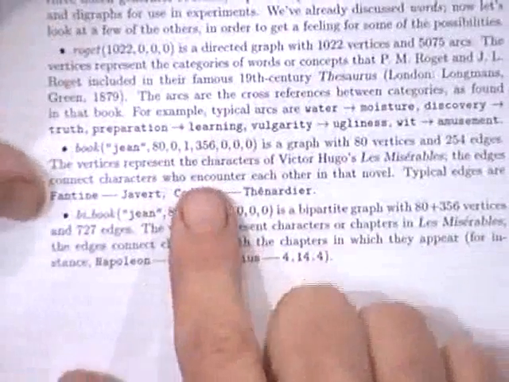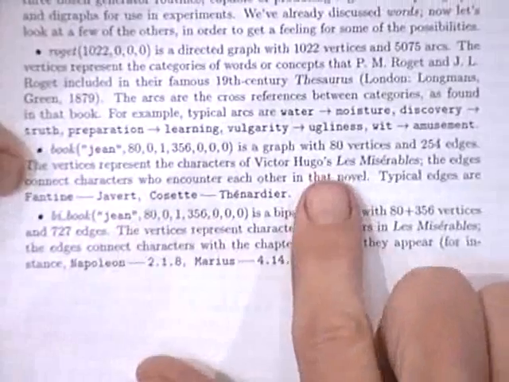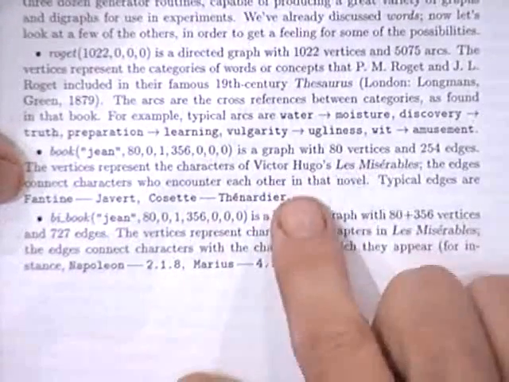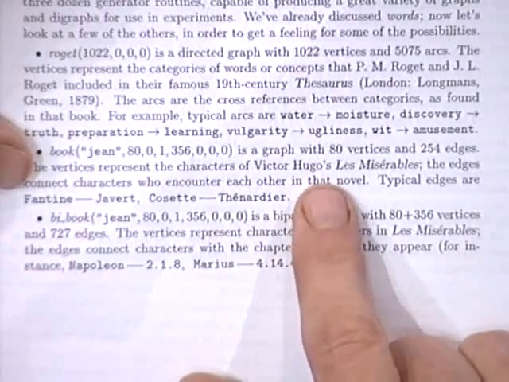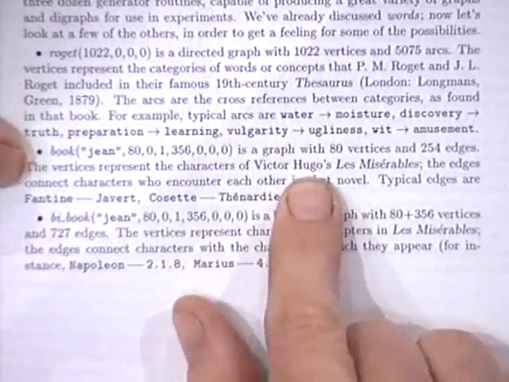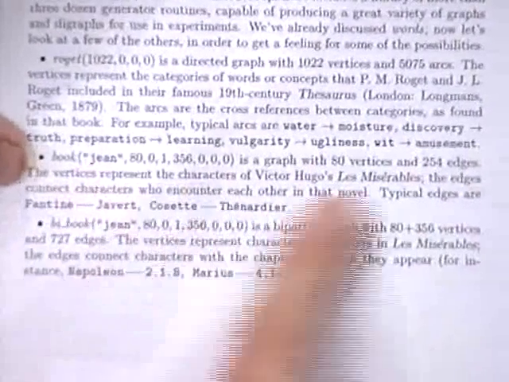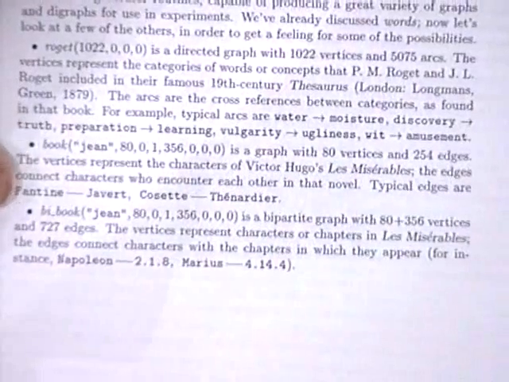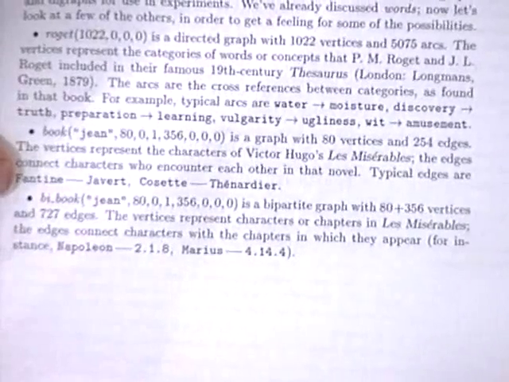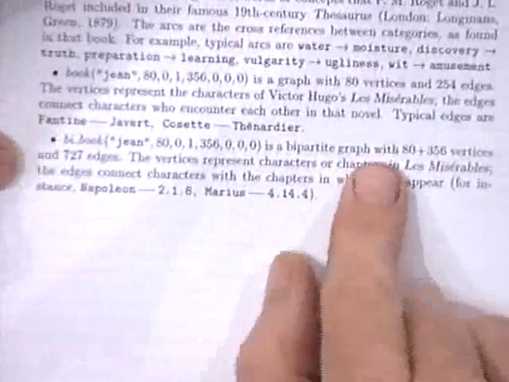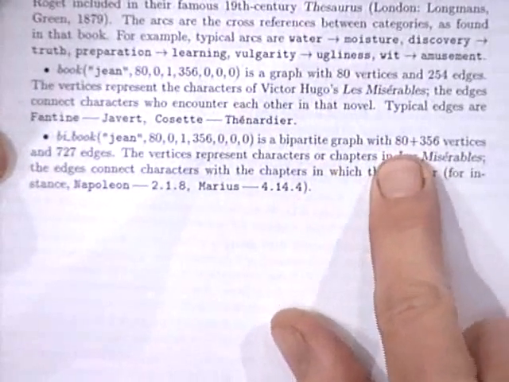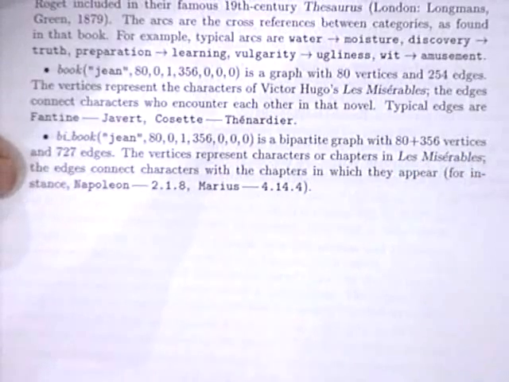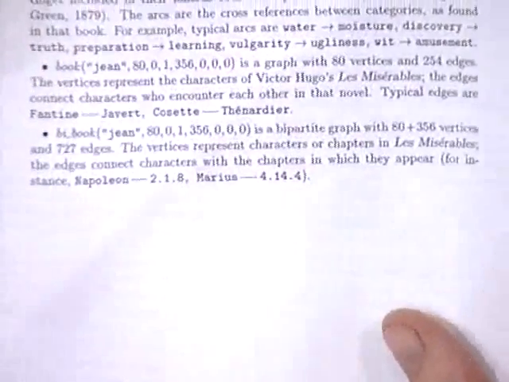Then there are graphs based on literature, several novels and other books like the Iliad. Or is it the Odyssey? It's one of Homer's two works. Anyway, this is Jean Valjean. This is Les Miserables, a graph where the vertices are the characters of the novel, and the edges connect characters who encounter each other somewhere. And then there's also a bipartite graph, which has one vertex for every character and one vertex for every chapter of the book, and if a certain character appeared in that chapter, then you get an edge in the graph. That's an example of a bipartite graph that you can use for testing algorithms on bipartite graphs.